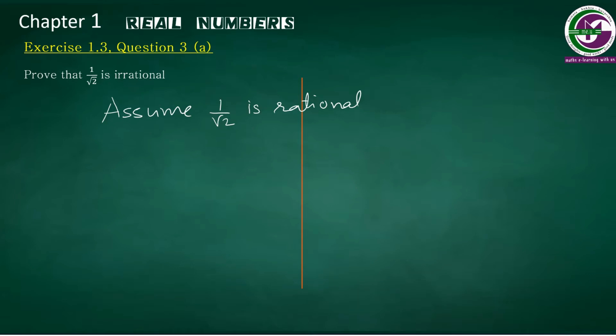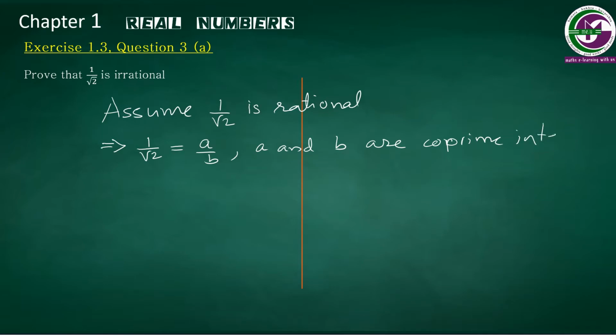Okay. Now, if it is rational, we can express this in the form of a by b. Every rational number can be expressed in the form of a by b, where a and b are coprime integers. So 1 by root 2 equals a by b, where a and b are coprime integers, b not equal to 0. The denominator should not be 0 for any fraction.